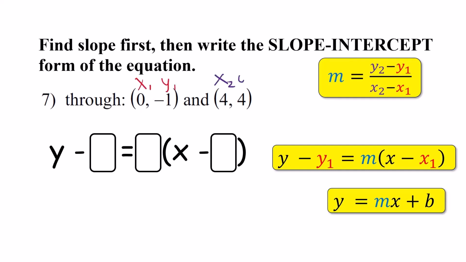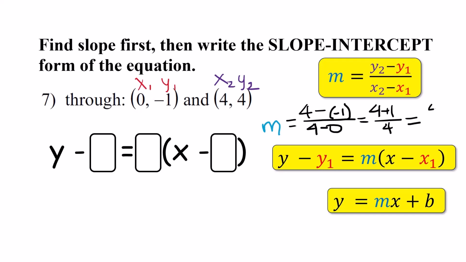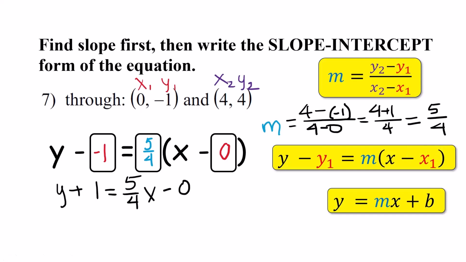So x1, y1, x2, y2. The slope equals 4 minus a negative 1 over 4 minus 0. That's going to be 4 plus 1 over 4. And we end up with 5 over 4. That's our slope. The y1 is negative 1 and the x1 is 0, and those slide right in next to their buddies. We simplify a little bit because we have a sign change we need to make there. Y plus 1 equals 5/4 x minus 0.